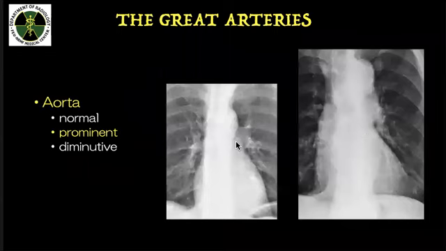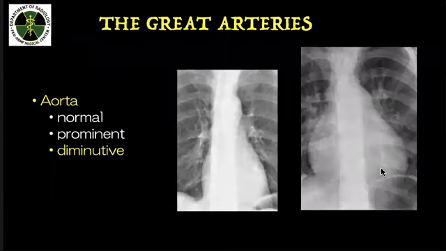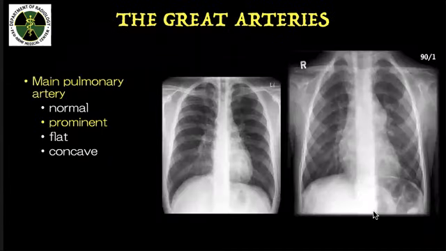And then this one, as you can see in here, the aorta is prominent. Okay, so usually sa mga elderly, nagiging ganyan yung kanilang aorta. This one is diminutive, so parang halos hindi mo makita yung shadow ng aorta. Okay, so when you see aorta in your chest X-ray, it can be normal, prominent, and diminutive.